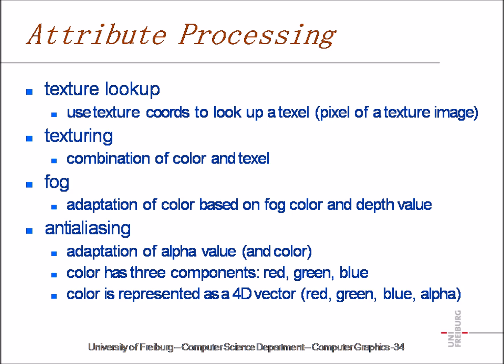And number 4 is very important, anti-aliasing, which is an adoption of alpha value and color, where color has 3 components, red, green and blue. Hence color is represented as a 4D vector, that is red, green, blue and a new component which is alpha. Dear students, the concept of anti-aliasing will be discussed in more detail in our coming series of lectures.